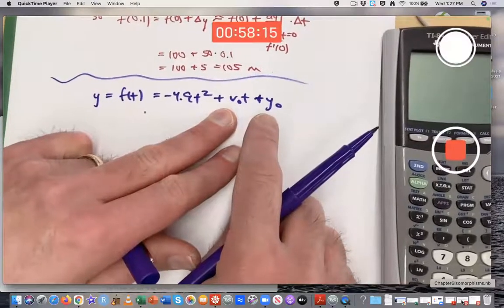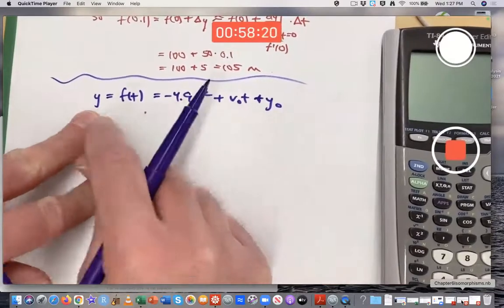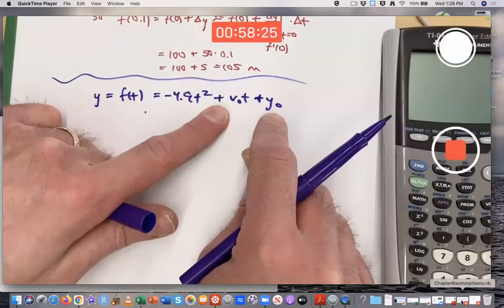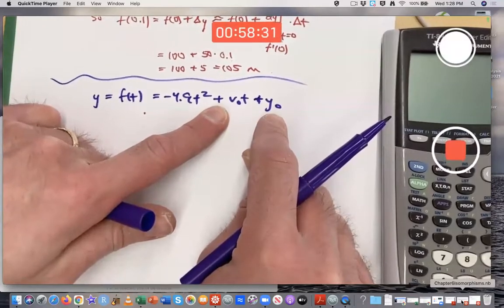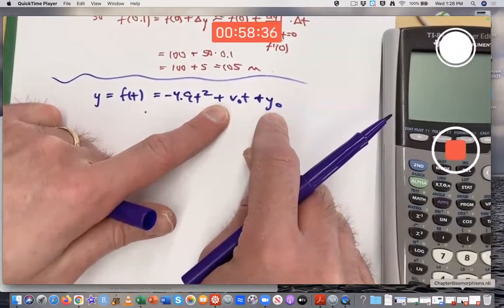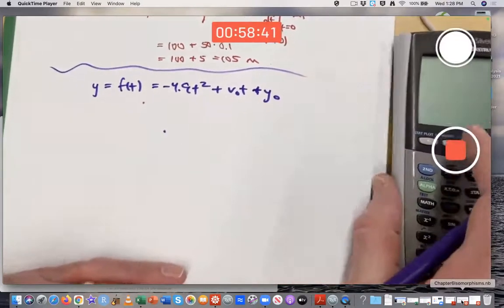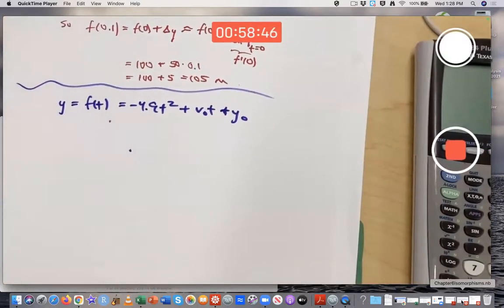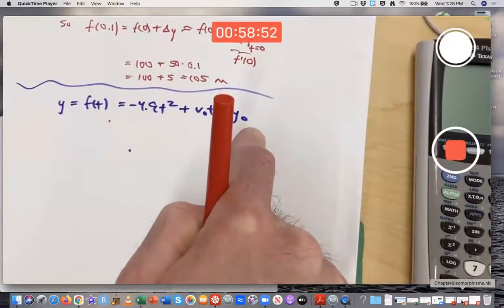The V0 and Y0 are often called parameters. T is the independent variable, that's time. Y is the dependent variable, that's height. The initial velocity and initial height are often called parameters. They are constants for any given situation, but it's very interesting and informative to think about what happens as those constants change. And I can, for example, solve infinitely many problems at once. Figure out, for example, for an arbitrary initial velocity and an arbitrary initial height, when will it hit the ground?